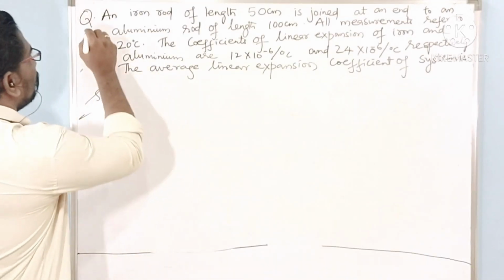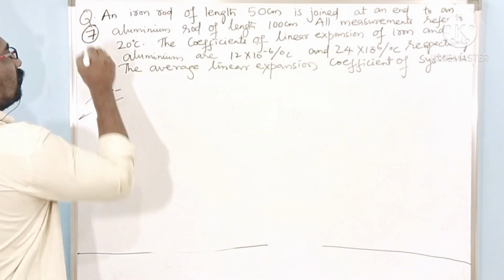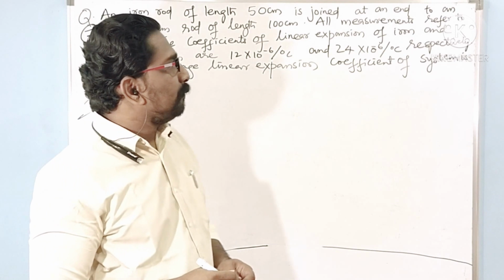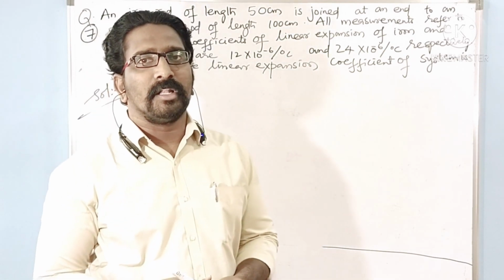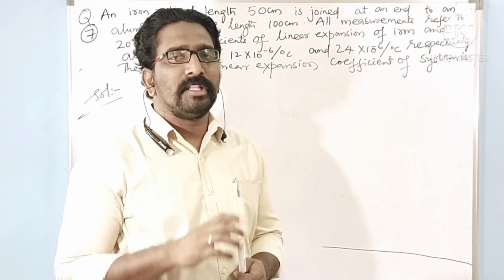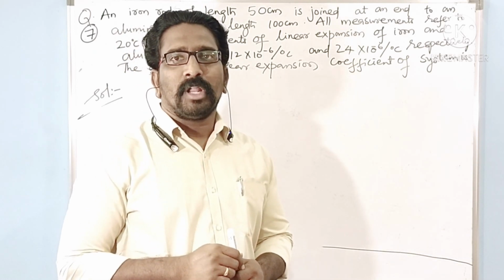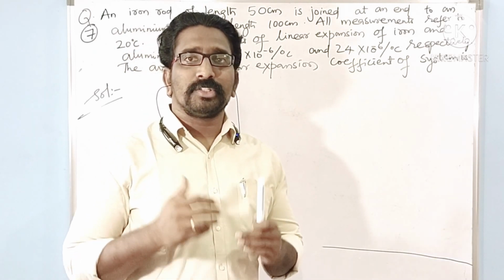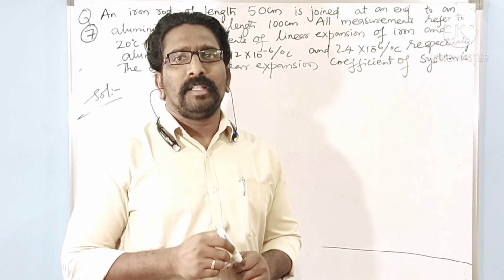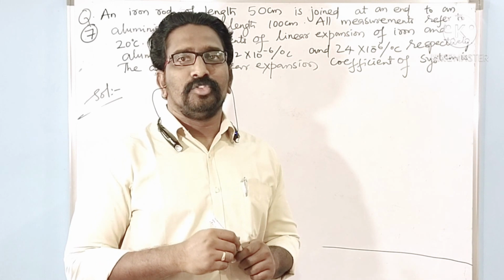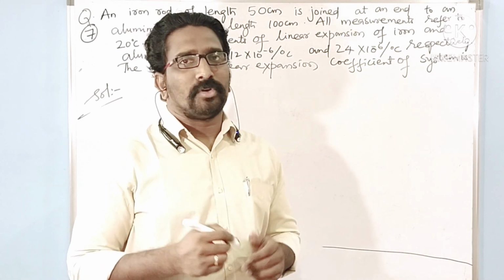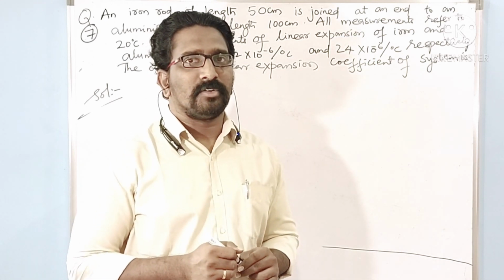Question number 7 from the workbook of level 3. Now here in this particular numerical, a question has been given regarding linear expansion, and there are two different rods. What happens if both the rods are connected, and what will be the coefficient of linear expansion of that entire joint of these two rods? That is what we are supposed to find right now.